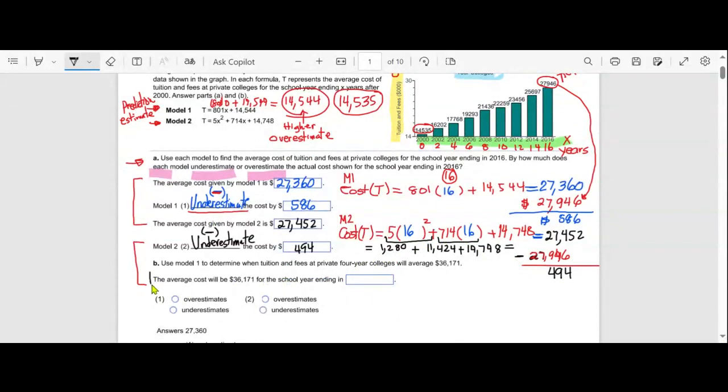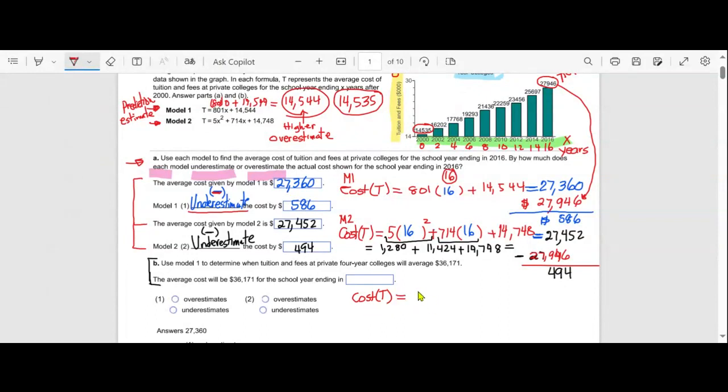Read, Muhammad, part B. Use Model 1 to determine when tuition and fees at private 4-year colleges will average $36,171 for the school year ending in. So he's looking for the cost, right?